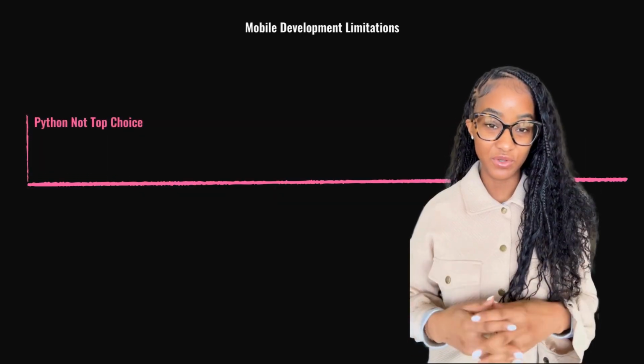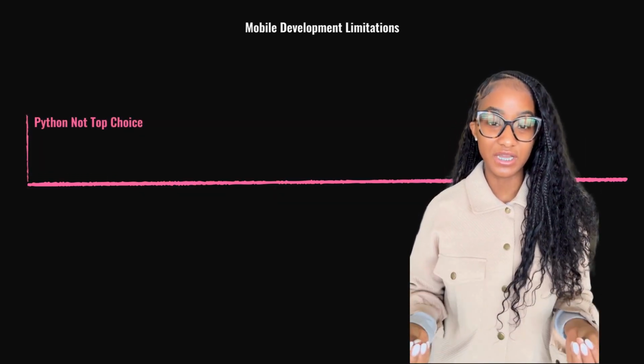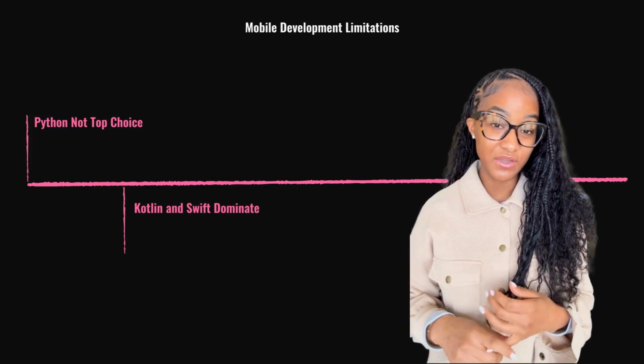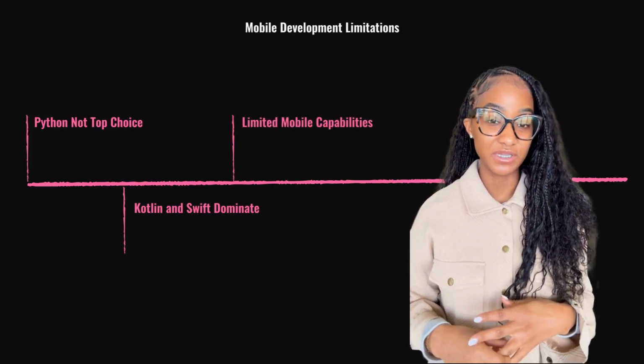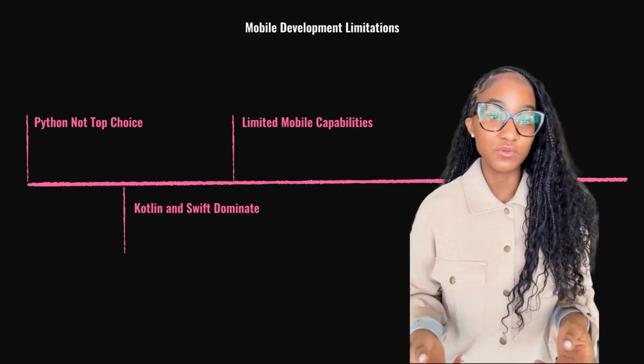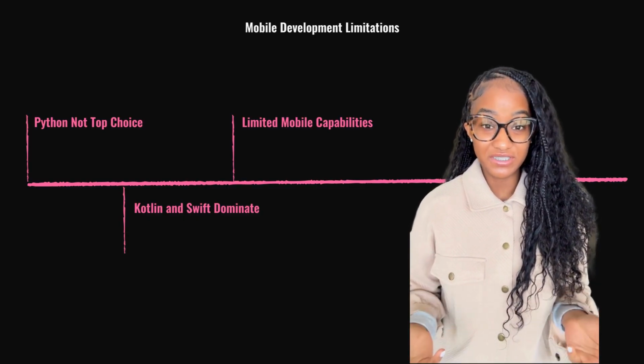Python isn't the top choice for mobile app development. Languages like Kotlin and Swift dominate this space due to their optimized performance and native capabilities. Python's mobile capabilities are limited, making it less suitable for mobile platforms compared to these specialized languages.